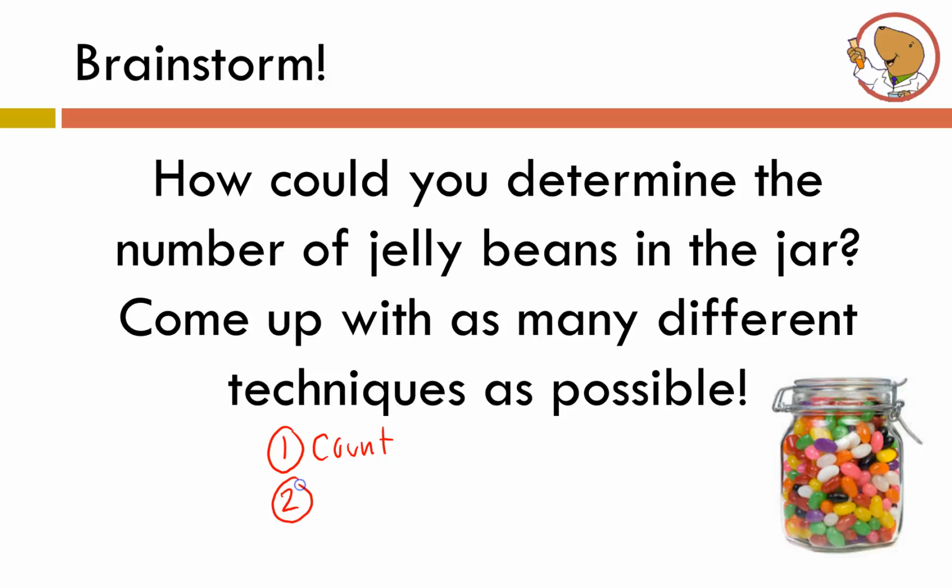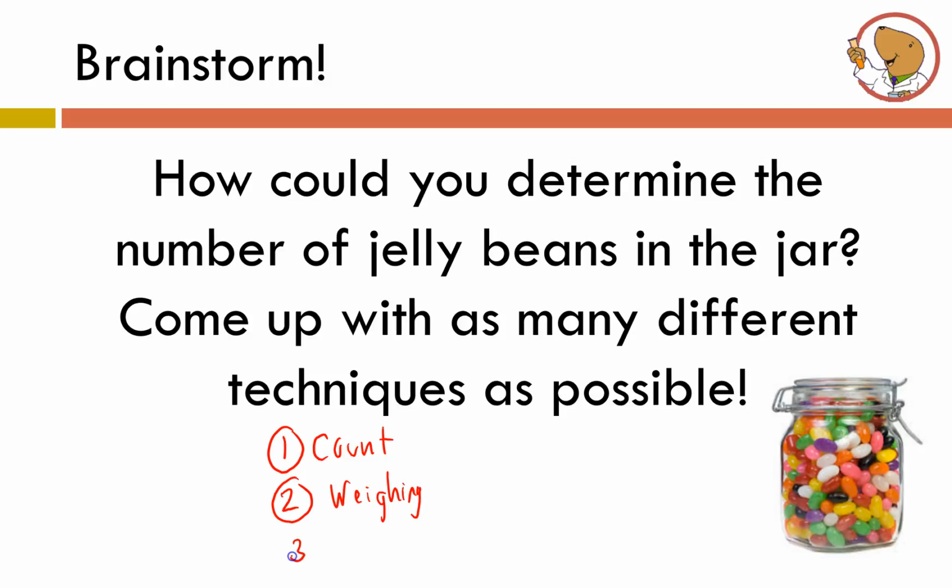Another way you could do it is by weighing. You could take the mass of one jelly bean, and then you could take the mass of all the jelly beans that are in the jar, and then you could just divide the total mass by the mass of a single jelly bean and hopefully come up with a whole number so that you can figure out the total number of beans in that jar.